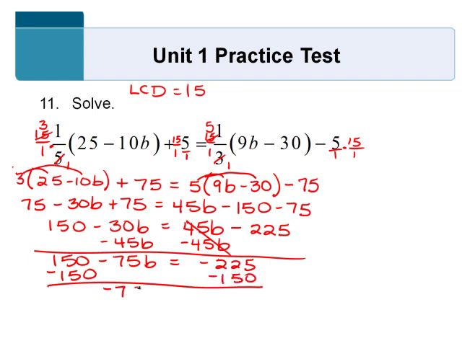And I have negative 75b comes down equals negative 375. And divide by negative 75 on both sides. And I think after all this mess, it actually comes out nice to just 5. Yep, positive 5.